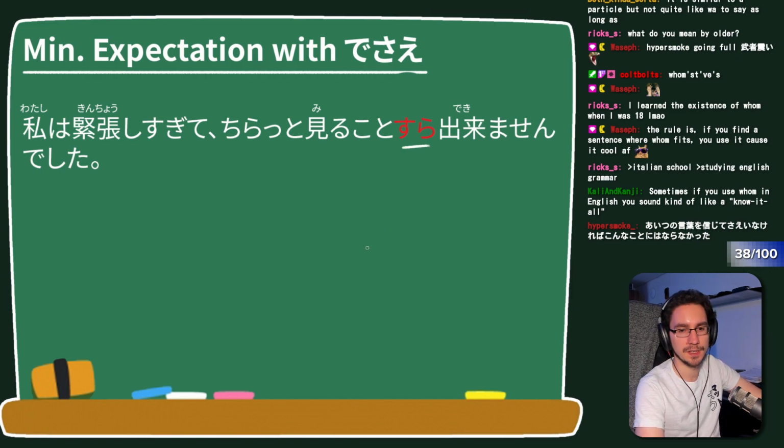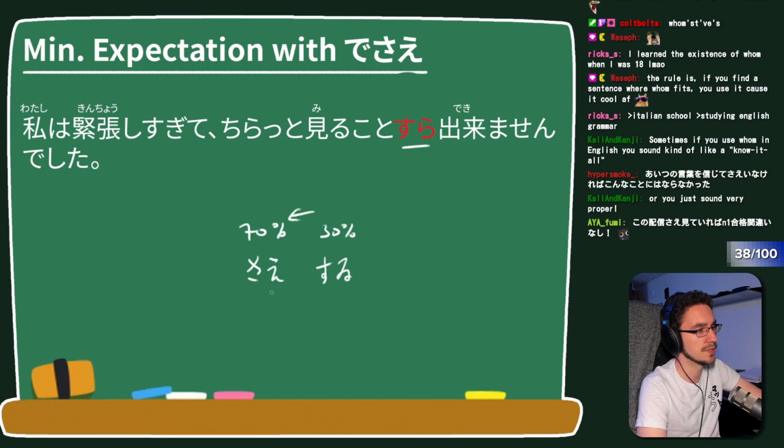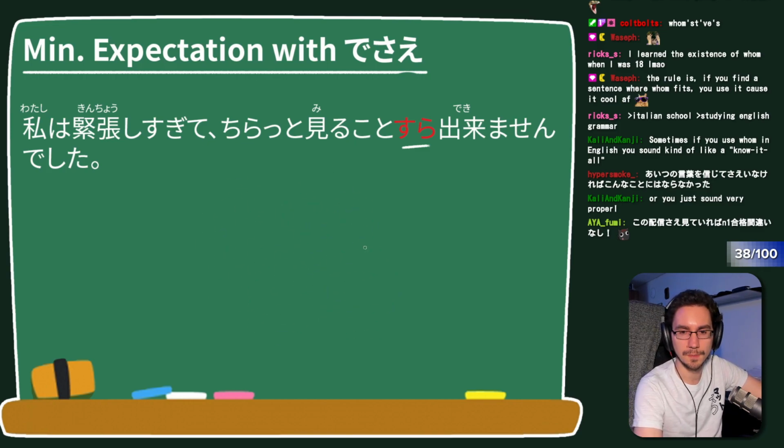It's probably just more of a numbers thing. Maybe 70% of the time you'll see sae, especially because it's also used with verbs, and sura isn't really used with verbs, at least right now, as far as I know. So you probably see 70% sae, and then 30% you might see sura. This might lean even more towards sae because of how you can't really attach sura, sorry, I said suru, it's sura, of how you can't really attach it to verbs. So yeah, that's kind of what I can tell you.